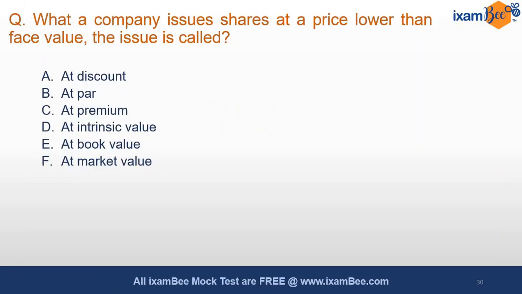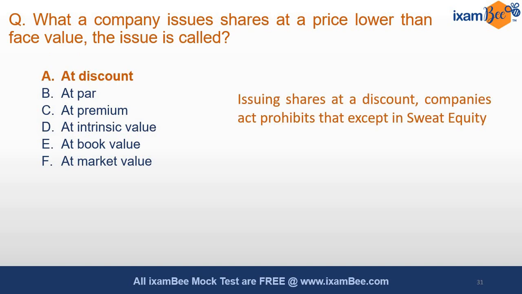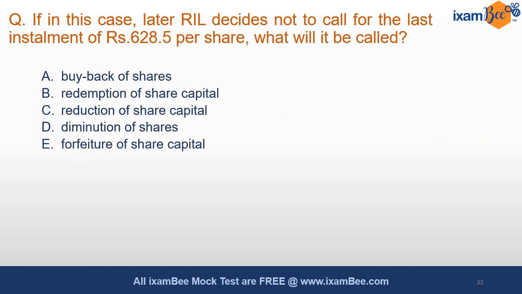Now I am coming to the questions for exam purposes. The first question is: when a company issues shares at a price lower than the face value, the issue is called... I think it is an easy one. When it is issued at lower than face value, it is called issuing at a discount, because the company is giving it at a discount. In the video we discussed selling at a premium, and rarely do companies sell at a discount. The Companies Act prohibits it except in the case of sweat equity. Do you understand what sweat equity is? Write to me in the comments. If you don't, you can also ask me, I will reply.